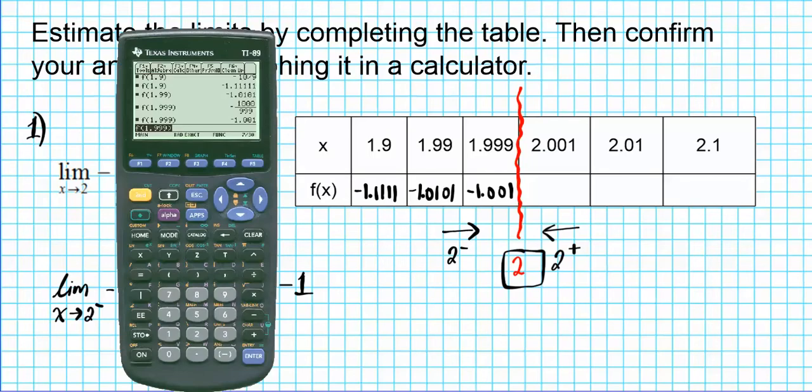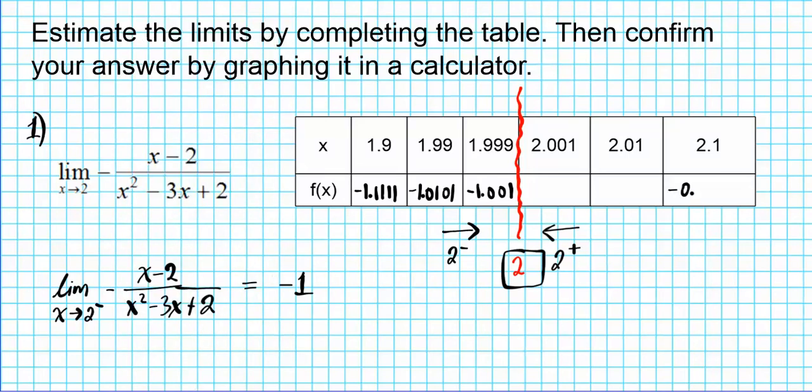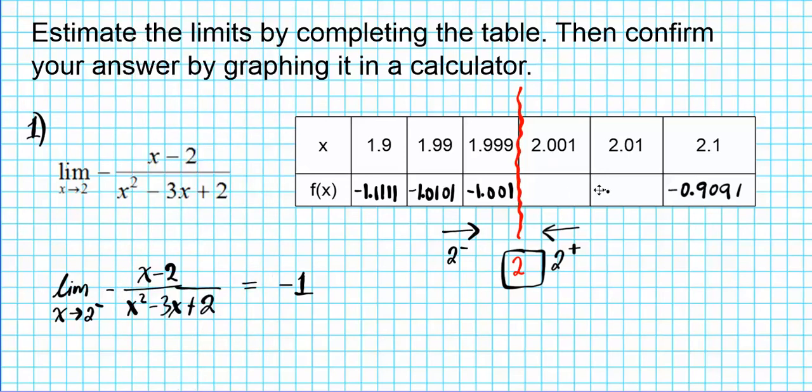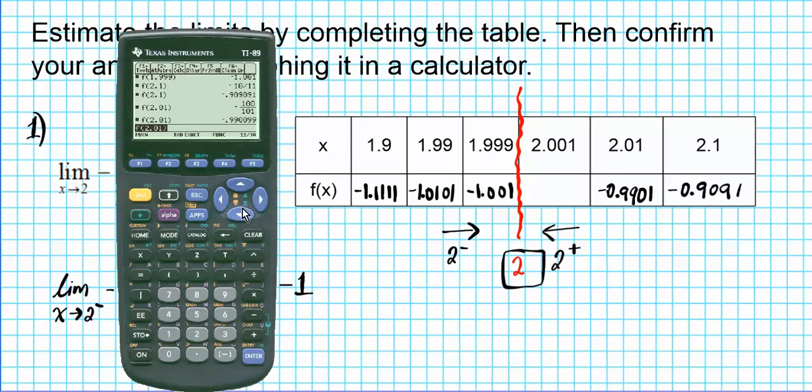So I'm just going to start from 2.1. You take out the input, replace it with 2.1. You have, let's do diamond enter, negative 0.9091 to 4 decimal places. All right, let's get closer. We're getting closer to 2 from the right-hand side, okay? So 2.01, you're gonna get negative 0.9901. All right, and then the last one, f of 2.001. We have negative 0.9990.